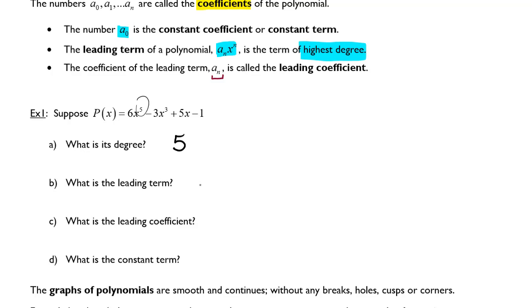What's the leading term? Well, similarly, the leading term is the term that has the highest exponent on it. So that term is 6x to the 5th. Remember, terms are found between plus or minus signs.